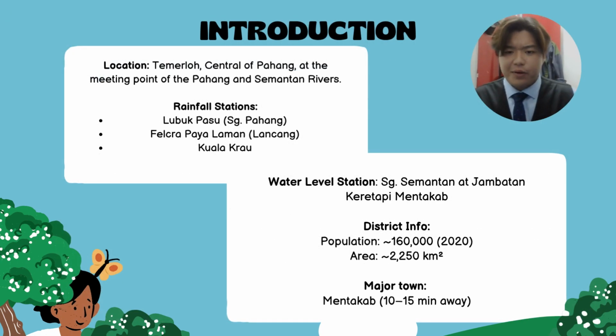The location for our group project is Temerloh, the center of Pahang, at the meeting point of the Pahang and Semantan rivers. The rainfall stations that we chose are Lubuk Pasu, Sungai Pahang, Felcra Paya Laman, Lancang, and Kuala Krau. The water level station is Sungai Semantan at Jambatan Kereta Api, Mentakap. For the district info, the population was about 160,000 people in 2020, and the area was about 2,250 square kilometers. The major town is Mentakap, which is 10 to 15 minutes away.